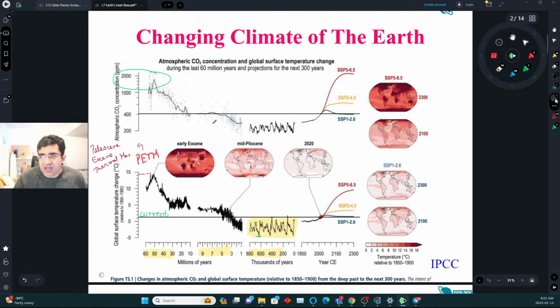You can see here that for much of the history, our CO2 concentrations have been much higher than the present. But again, if you come to the more recent past, the CO2 concentrations were much lower. They were hovering between 180 or 200 and 300 parts per million, ppm.